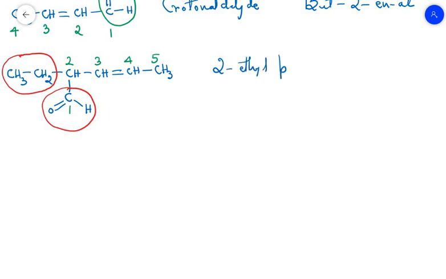2-ethylpent-3-enal. That is, at second carbon we are having ethyl group, and if you see from here 1 2 3 4 5, we are having 5 carbon, and in this 5 carbon there is a double bond present at third carbon which is ending at fourth carbon. So therefore we will write it as pent-3-enal.